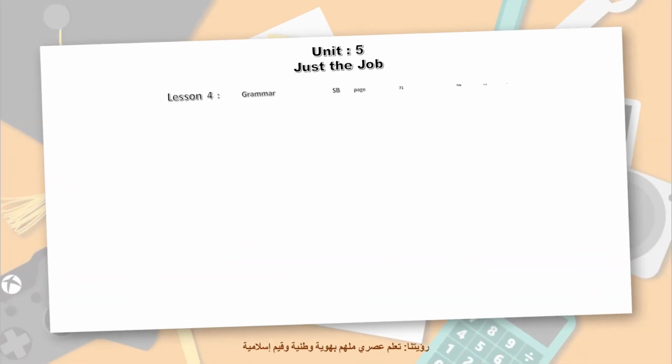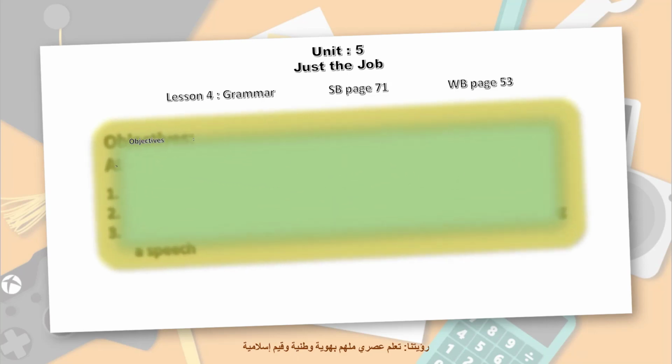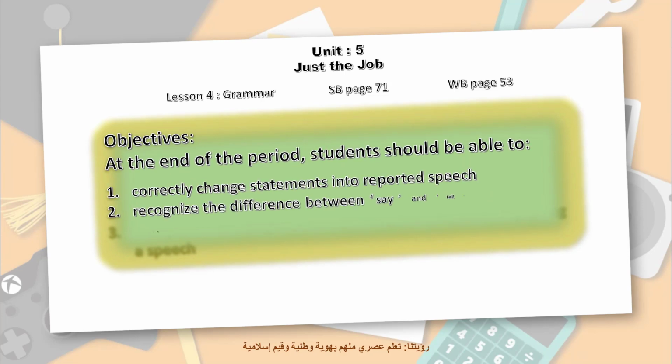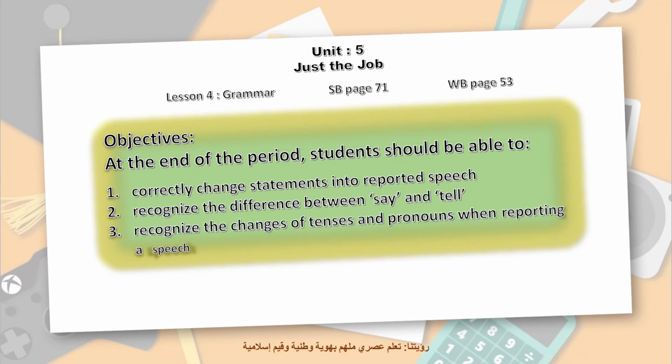Lesson 4, Grammar. This lesson will be on page 71 in your student books and on page 53 of your workbooks. Today's objectives are as follows. At the end of the period, students should be able to: 1. Quickly change statements into reported speech. 2. Recognize the difference between say and tell. 3. Recognize the changes of tenses and pronouns when reporting a speech. Let's start our lesson for today.